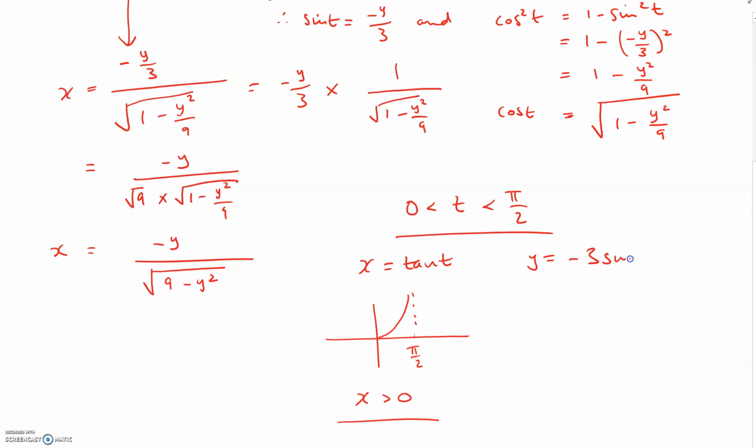Y is minus 3 sine t. It's much easier for us to take that version, and if we sketch that, it looks like this. So that's minus sine t and goes down to minus 3 at pi by 2. So we simply take the values between 3 and 0. Okay, so that's question 11, and that's as far as I'm going to go with the parametric stuff.